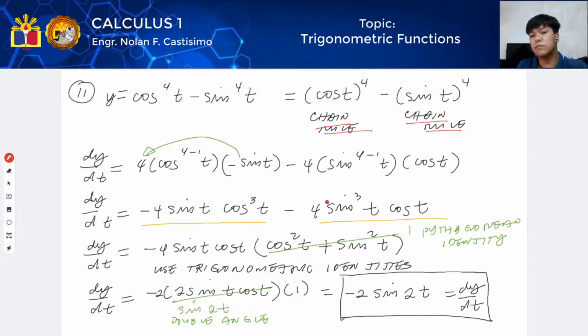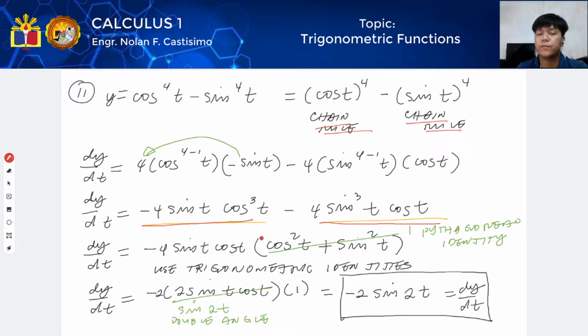Minus 4 sine cube t. So, 4 minus 1. And then cosine t. Okay. So, we now have two terms. Ito, first term, and then si second term. Okay? So, since may mga pare-pareho silang variables, ito si negative 4 sine t and cosine t ay pinactor out ko sa dalawang terms natin. Okay? Kaya, ang natira na lang sa first term natin ay cosine square t. Sa kabila naman, ang natira na lang is sine square t kasi nilabas ko na yung negative 4 sine t cosine t.